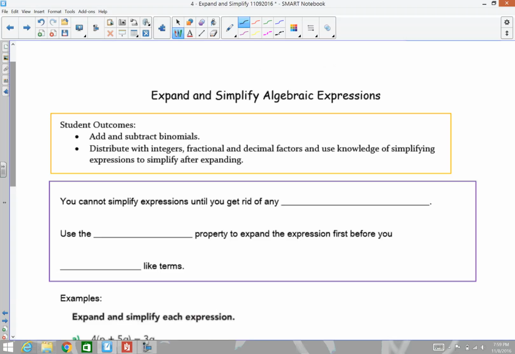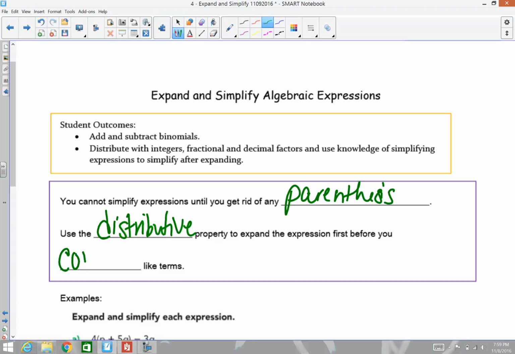Okay, so today we're going to expand and simplify algebraic expressions. So really all we're doing is putting two previous lessons together to make one new one. Okay, we're combining two old skills to make a new skill. First of all, you cannot simplify expressions until you get rid of any parentheses that might be there. We will use the distributive property to expand the expression first before you combine like terms.